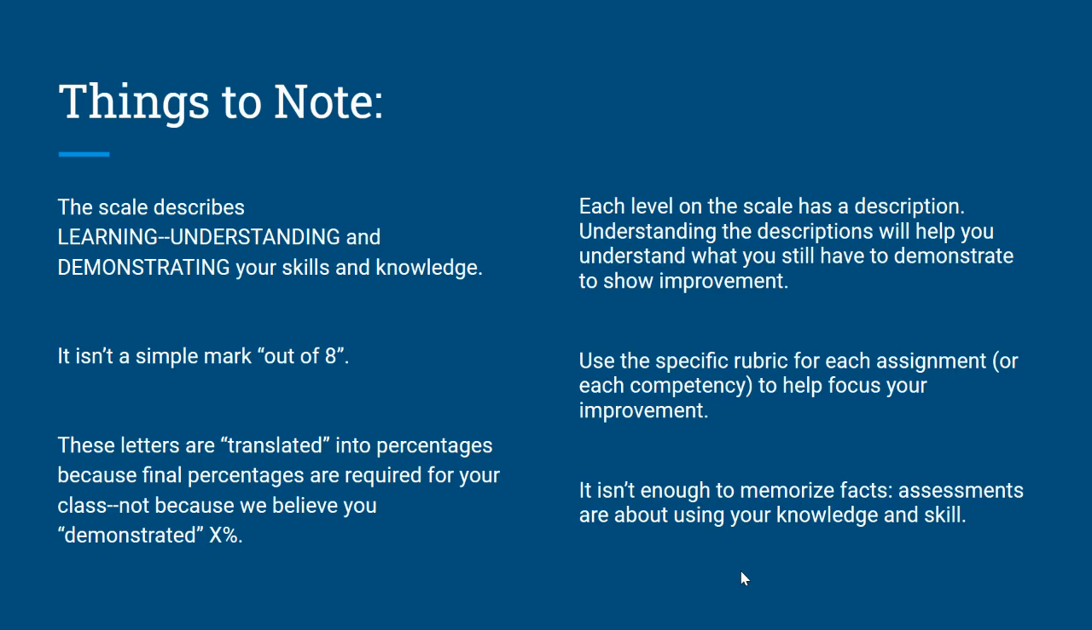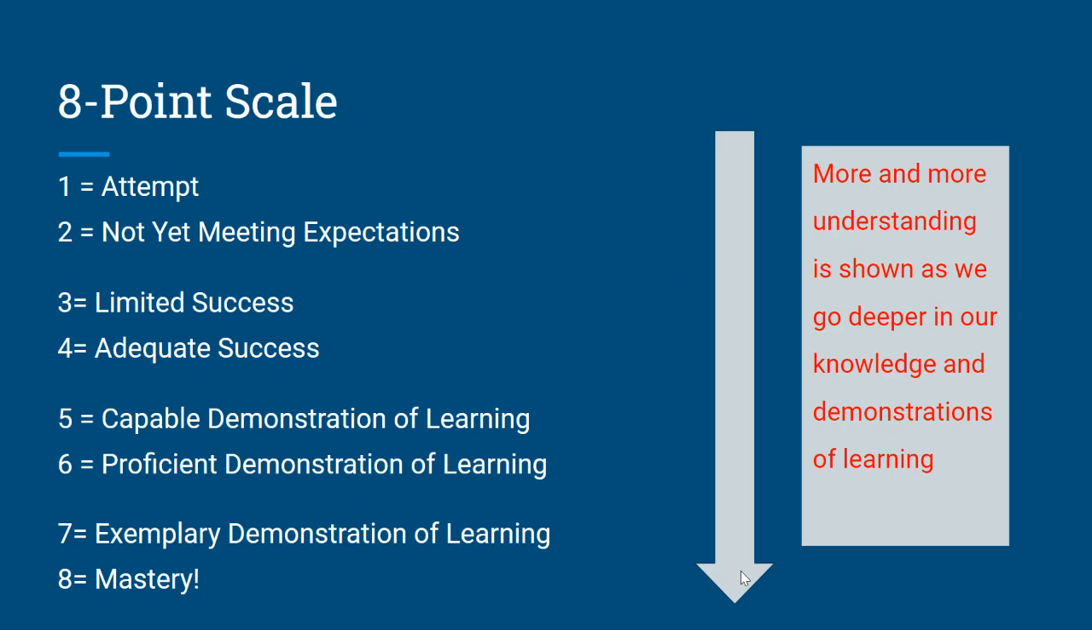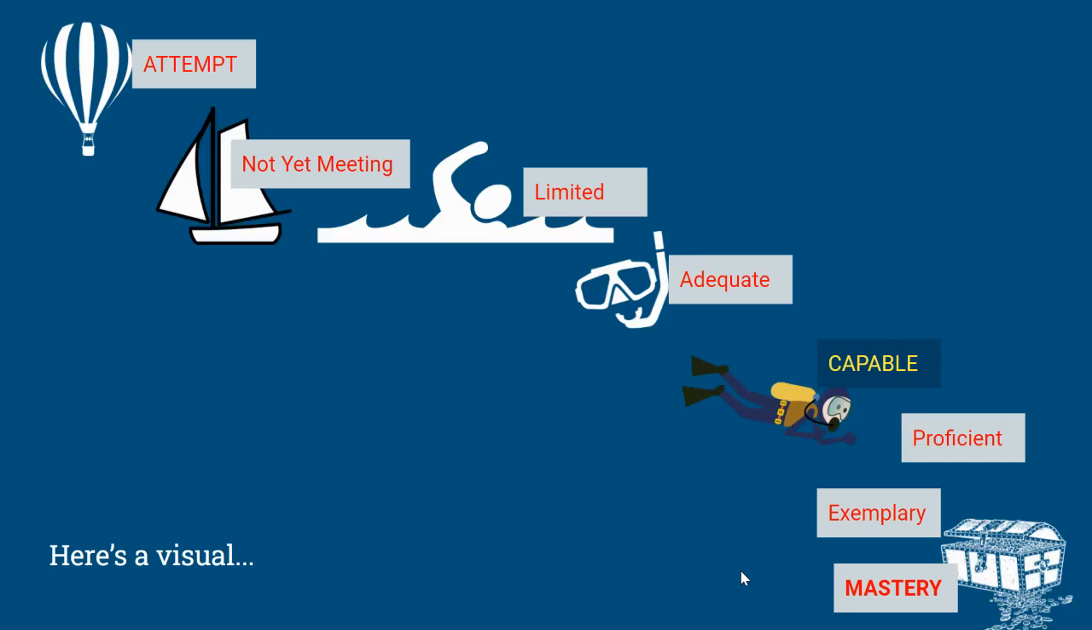And make sure that you know those so that you're comfortable with them and you know what you need to improve. Remember that in high school, it's not enough to memorize facts, right? Assessments here are about using your knowledge, using your skill. You've got a magic box on your desk that knows lots of facts, but what can you do with those facts? What can you blend together to show your critical thinking, your communication skills, your creative thinking, and all that? So the 8-point scale goes from 0 to 8. This lists the names of 1 to 8. You see more understanding as we go down the list. And this is what it would look like as a visual, which I will explain in a couple of slides.